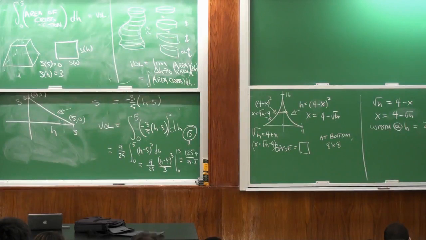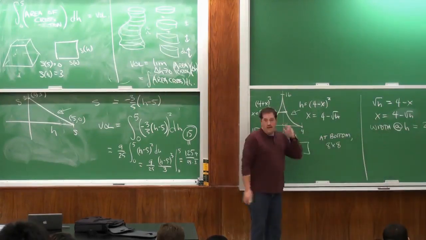Right? So if I tell you that the height is 10, then the width of this thing is 2 times 4 minus square root of 10. And if the height is 16, the width is 2 times 4 minus square root of 16. 4 minus square root of 16 is 0, so 2 times 0 is 0, so that's good.